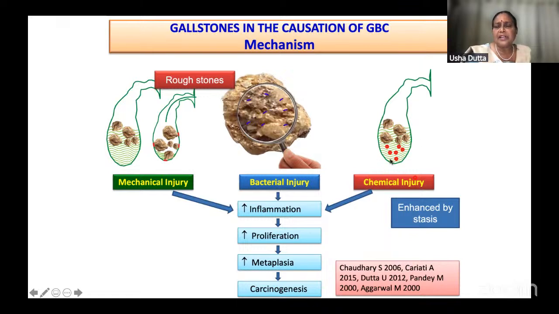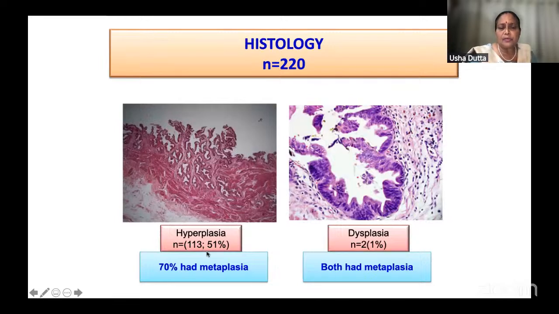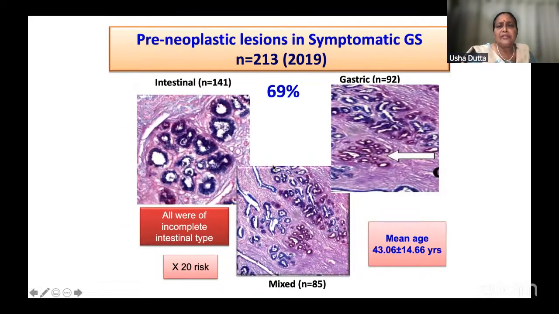And we found that chemical injury, in the form of cholesterol stones, was more likely to be associated with metaplasia. Gallbladder cancer goes through the inflammation, proliferation, metaplasia, carcinogenesis pathway. In the 225 patients we studied, all had cholecystitis. We found that hyperplasia was there in 51% and dysplasia in 1% of patients. All our patients were younger, the mean age was about 47. So maybe if we had a larger number of patients at the other end of the age spectrum, we would have found more dysplasia. However, we found preneoplastic lesions in the form of intestinal and gastric metaplasia in about 69% of patients.